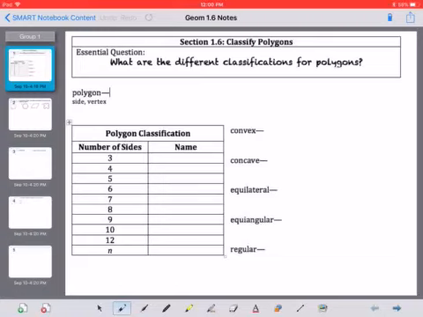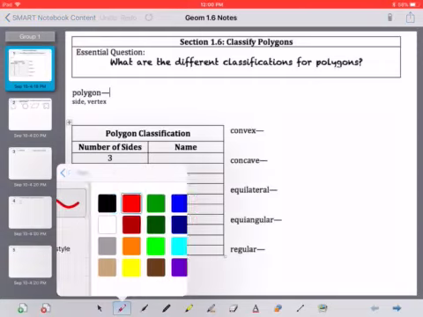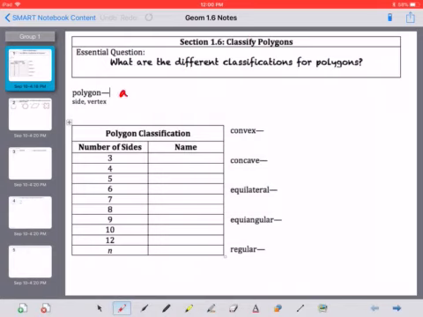I've got a pretty good joke about polygons, so if you really want to know it, come find me. I will tell you.